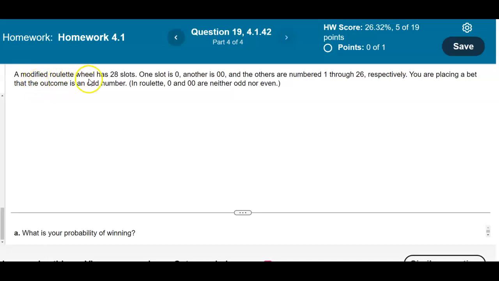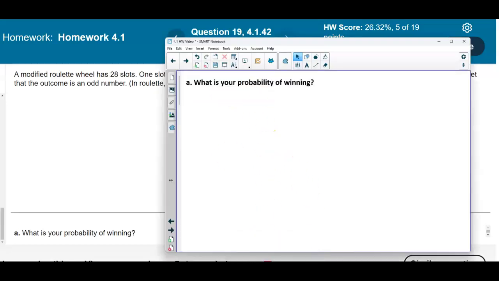A modified roulette wheel has 28 slots. One slot is 0, another is 00, and the others are numbered 1 through 26, respectively. You are placing a bet that the outcome is an odd number. Now, in roulette, 0 and 00 are neither odd nor even. So, what is your probability of winning?